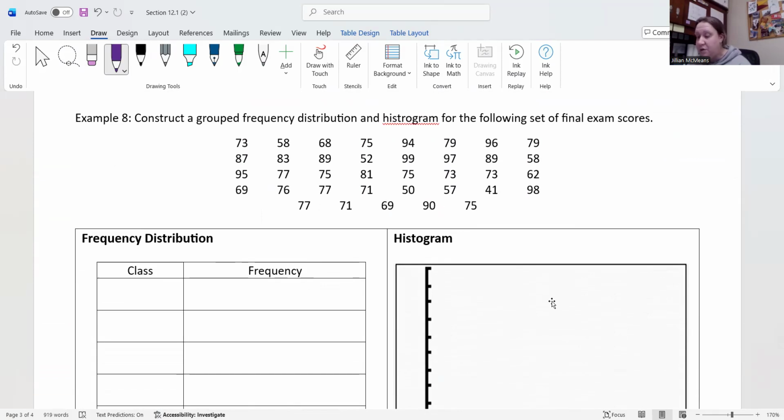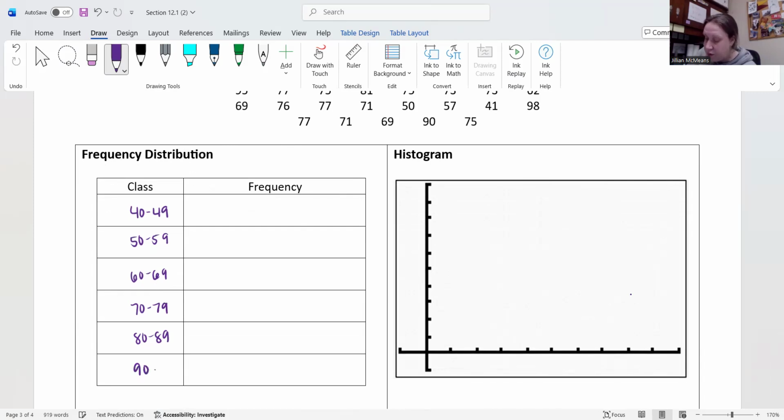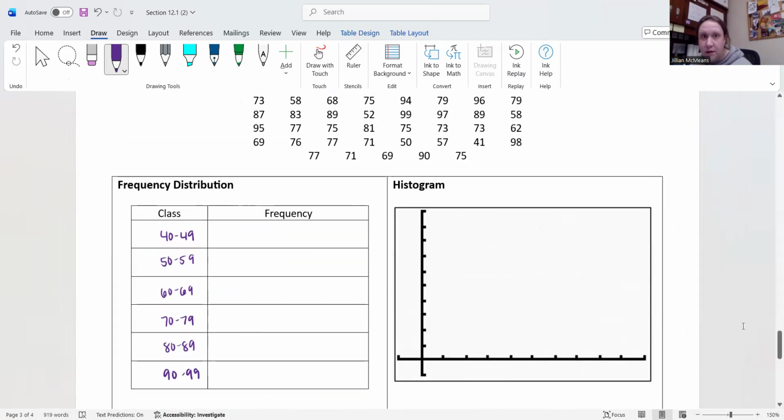But we have numbers in the 70s, 80s, 90s, 60s, 50s, and 40s, okay? So we're going to group these by 40s, 50s, 60s, 70s, 80s, and 90s, okay? So we have 40 to 49, 50 to 59, 60 to 69, 70 to 79, 80 to 89, and then finally 90 to 99. Let me shrink this just a little bit so everything fits on one screen. There we go. Okay, so I'm going to go through the list of data items.